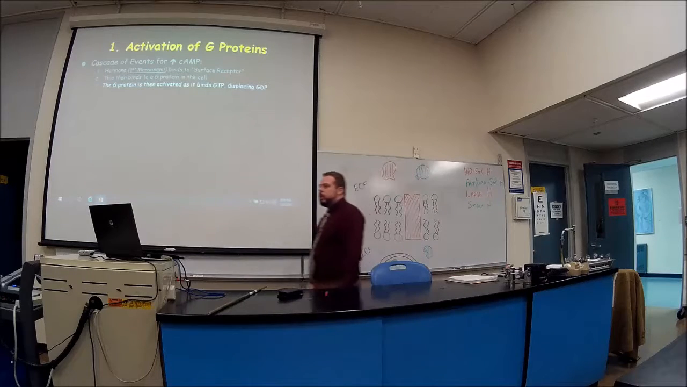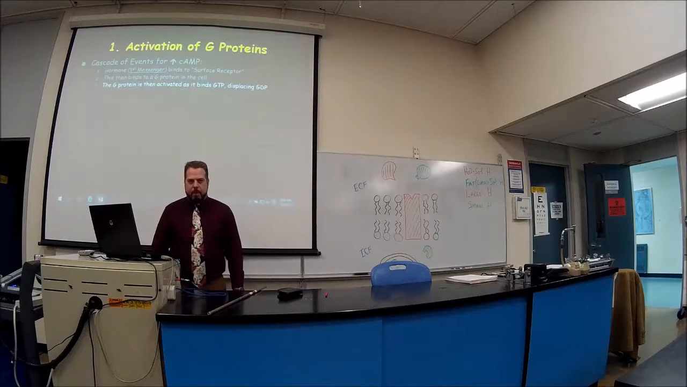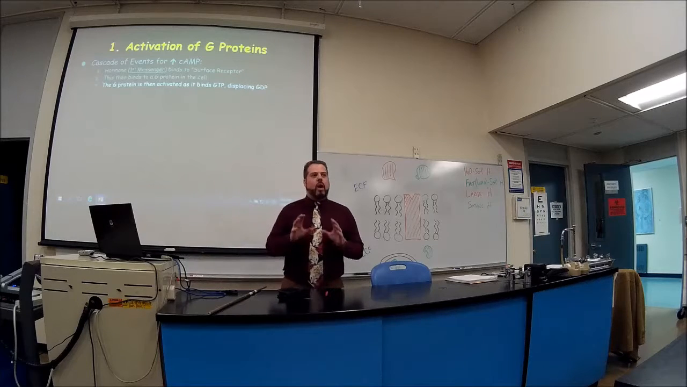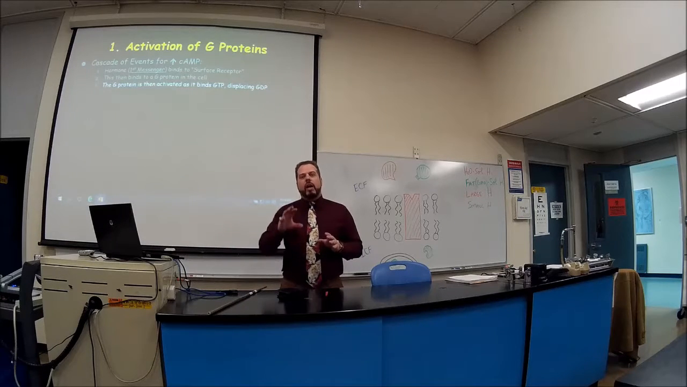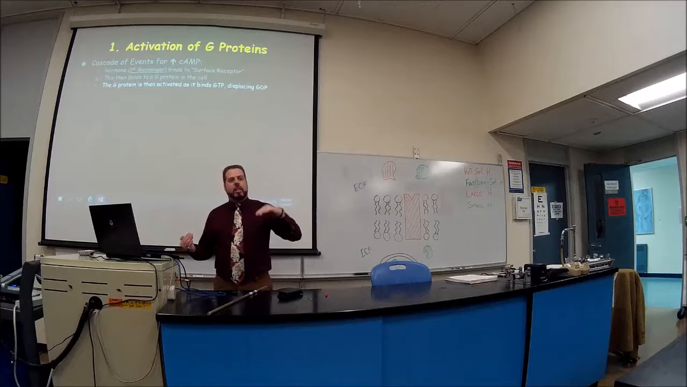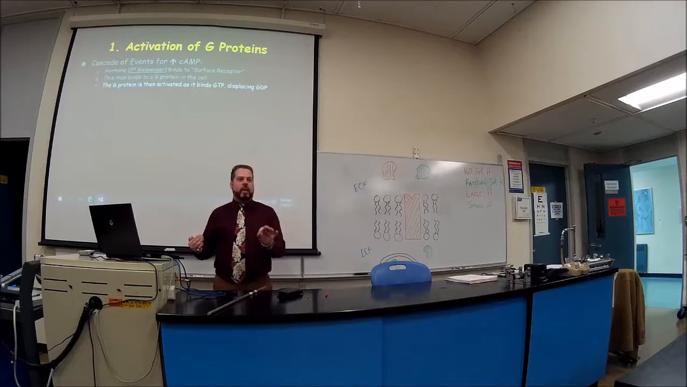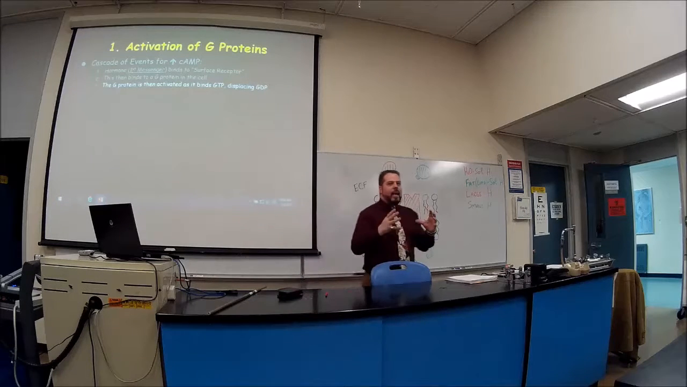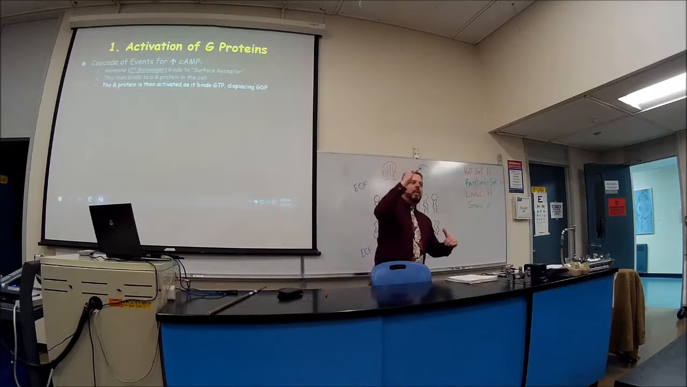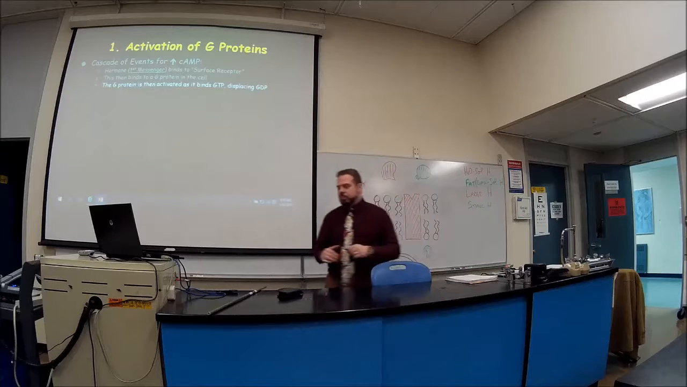The G protein is going to be activated. If they don't explain this, the G protein has something on it called GDP, guanosine diphosphate. And when it gets activated, there's a GTP inside the cell that knocks off the GDP. GTP is guanosine triphosphate. That's three phosphates on it. So the G protein gets activated, the GDP gets knocked off by GTP that now attaches to the G protein.